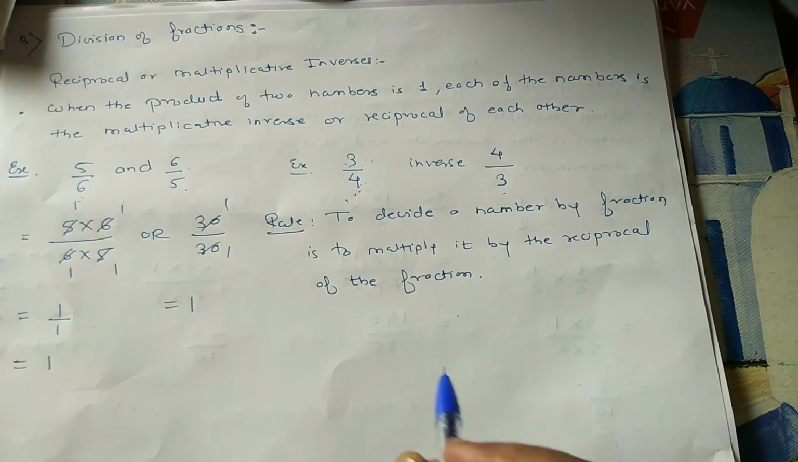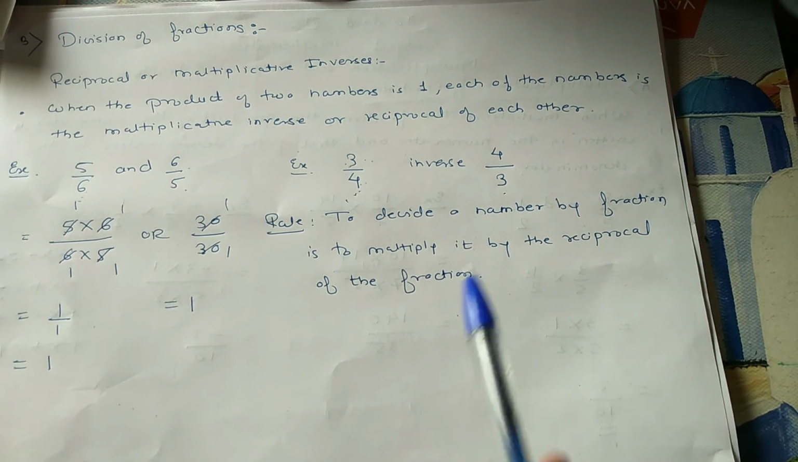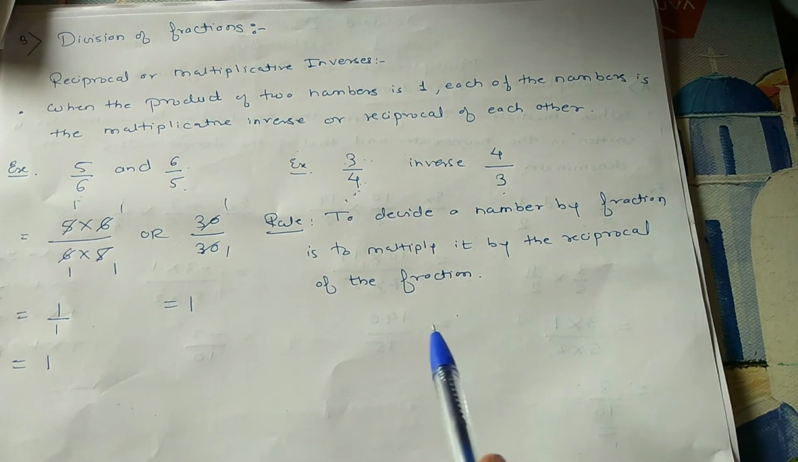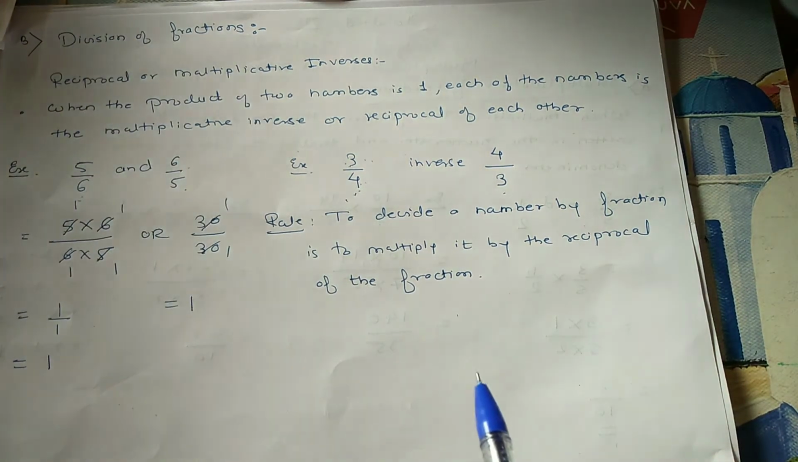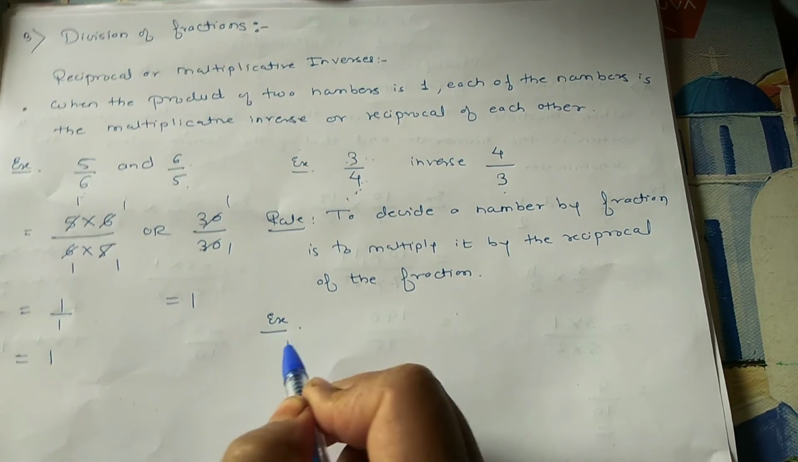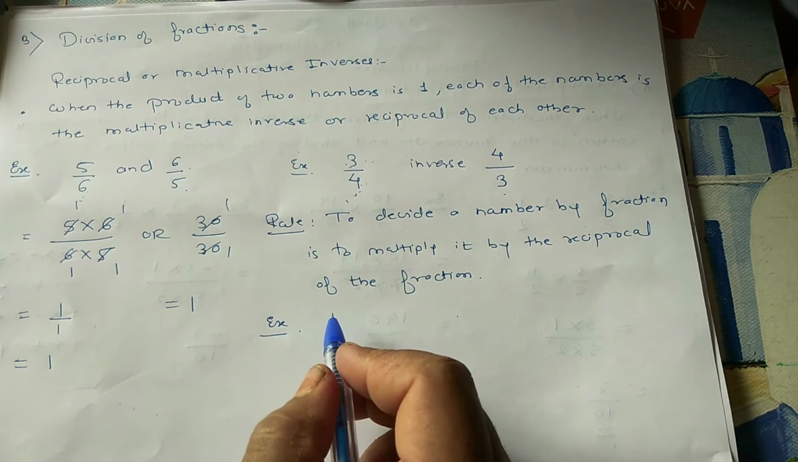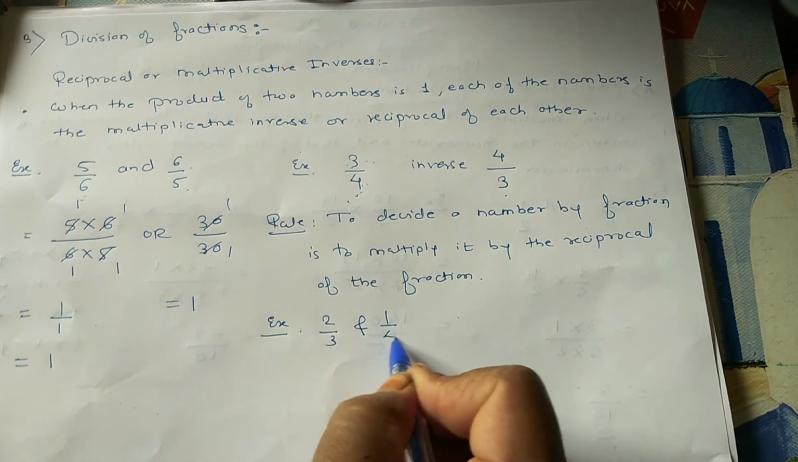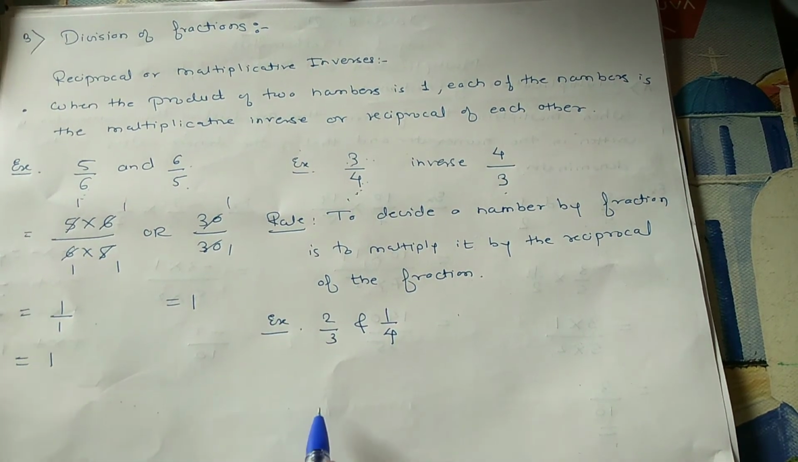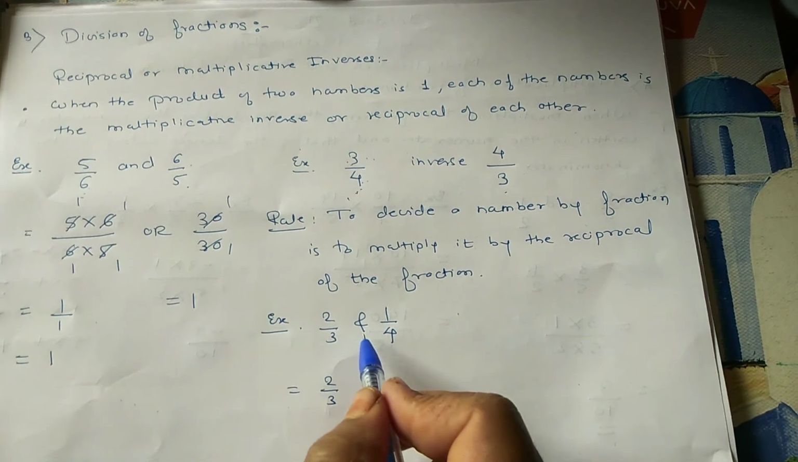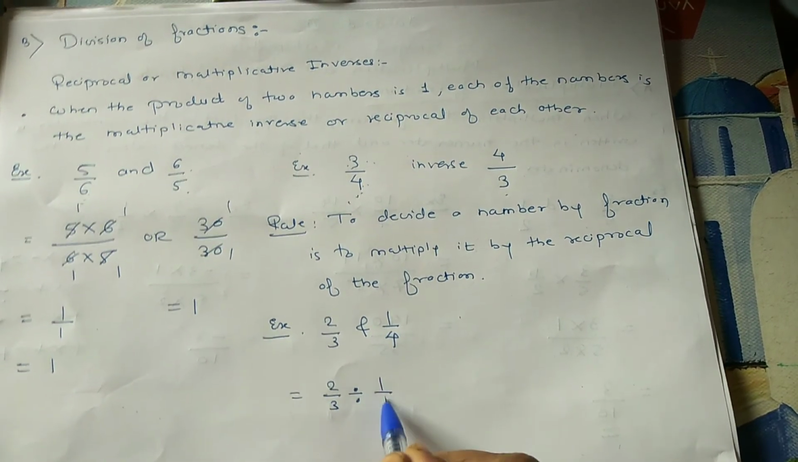Now I hope all of you understood. Reciprocal means you have to change the position of numerator and denominator, exchange the positions. Now see, we take one example of this division. Suppose the division of 2 upon 3 and 1 upon 4. So how to obtain this? Here 2 upon 3, and the division symbol is like this, 1 upon 4.